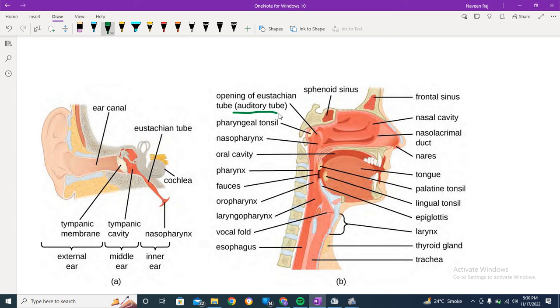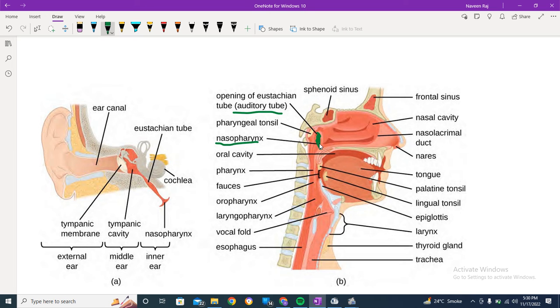You're going to see this is an auditory tube, right? The auditory tube is situated here, and here it is situated. Here the nasopharynx is situated. So both are being connected by this link. Both are being connected. Here we have talked about this point.